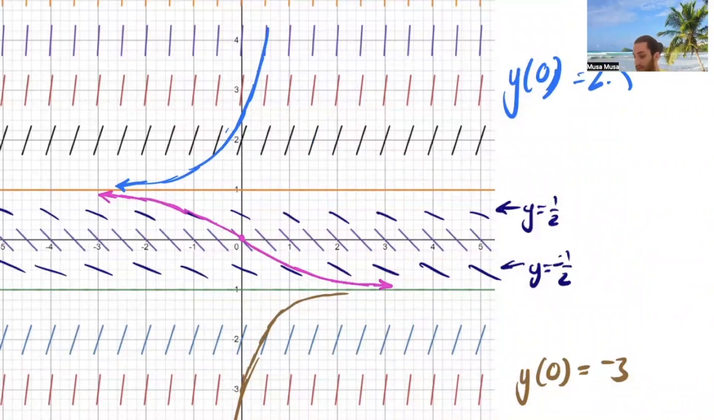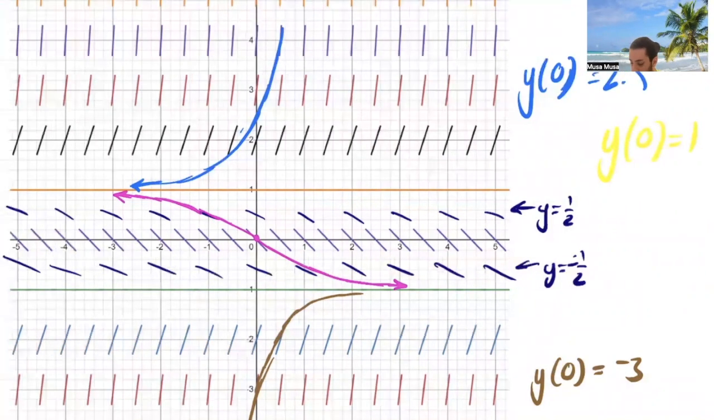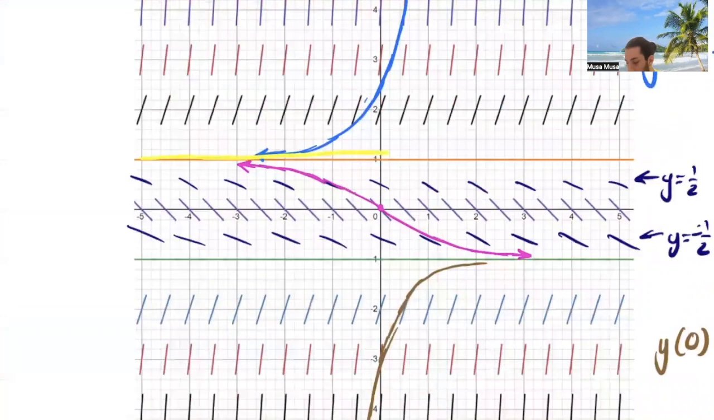If they said y of 0 equals 1, then this would have been my line that I drew. That yellow line, because that's what satisfies it. So there's many, many answers to these questions, okay? But it just depends on what initial condition they've given you.